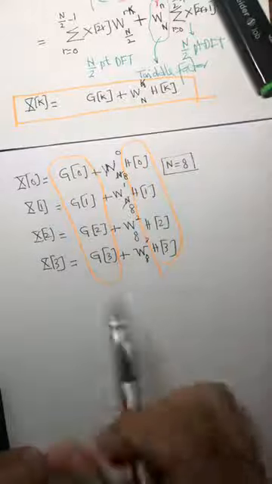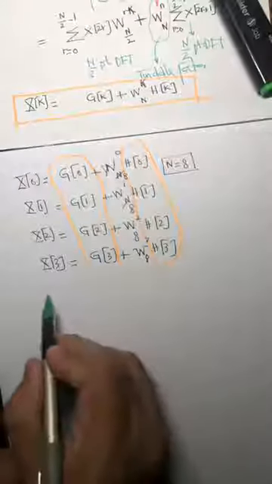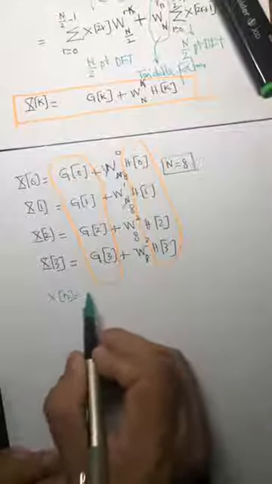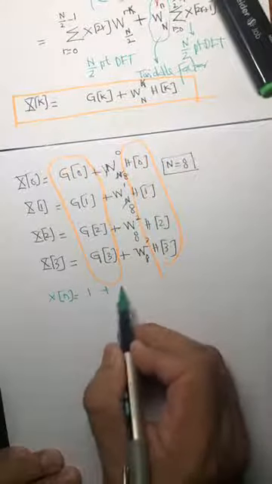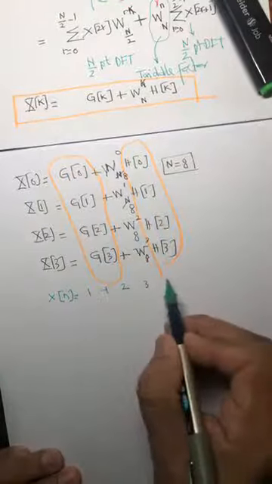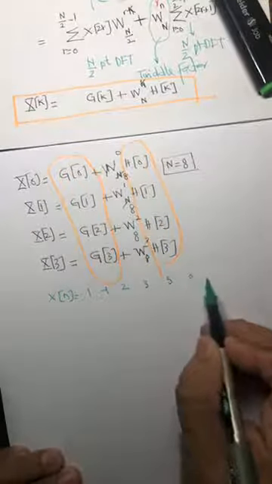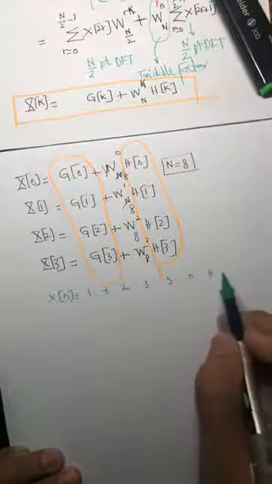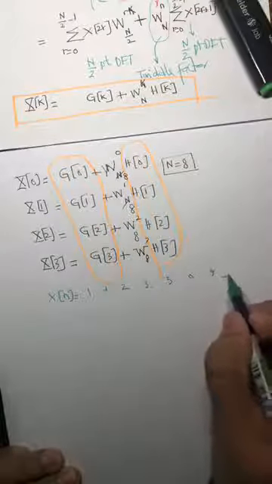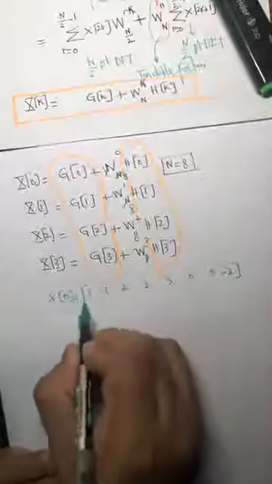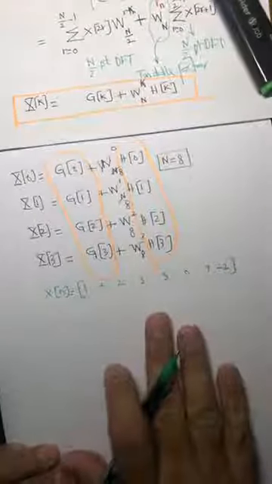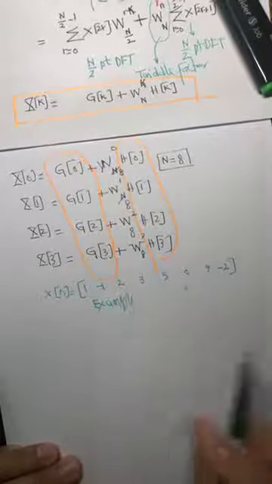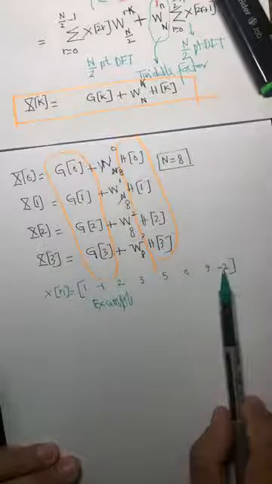DFT of even indices. For example, let me take an example. Let's say I have a signal which is 1, -1, 2, 3, 5, 0, 9, okay, 1, 2, 3, 4, 5, 6, 7, and 8, let's say -2. This is an example which will help you to understand the algorithm. And we want to calculate its DFT.